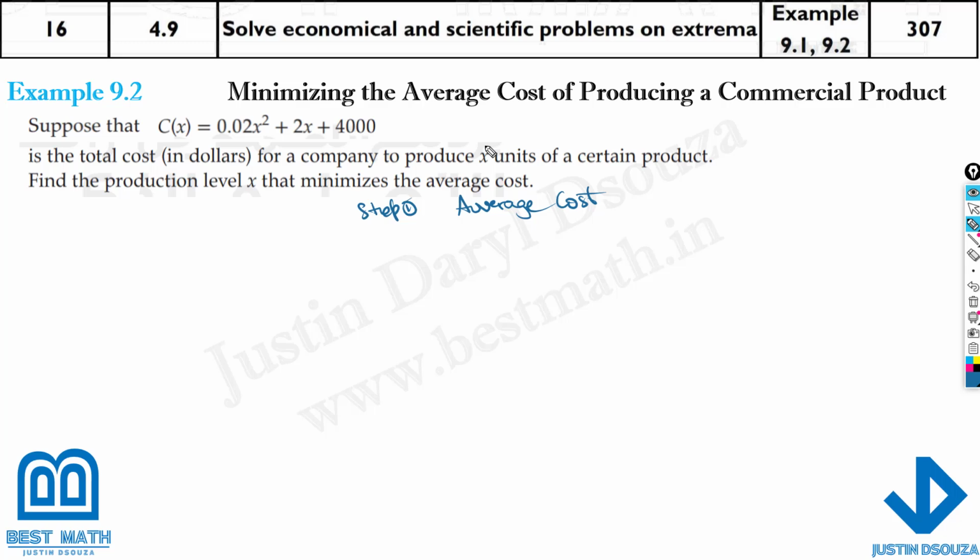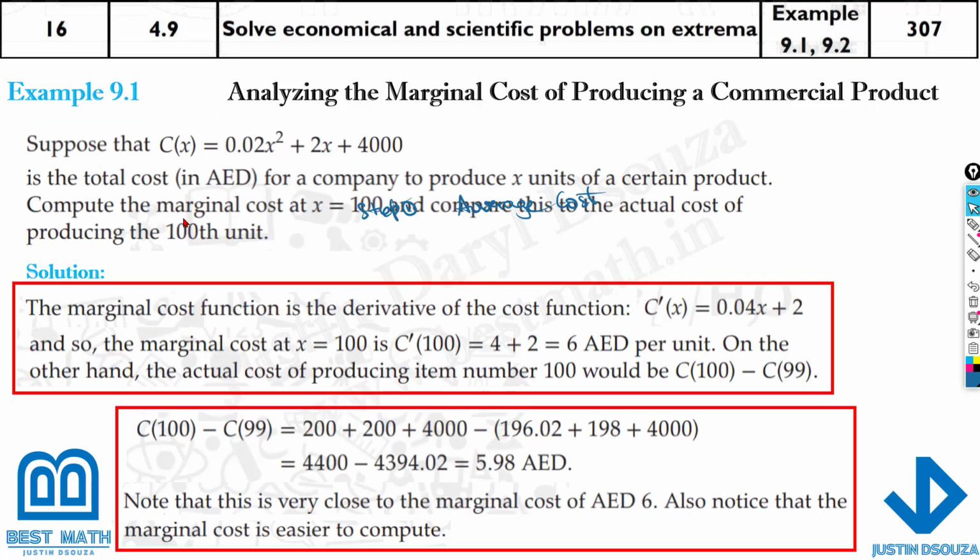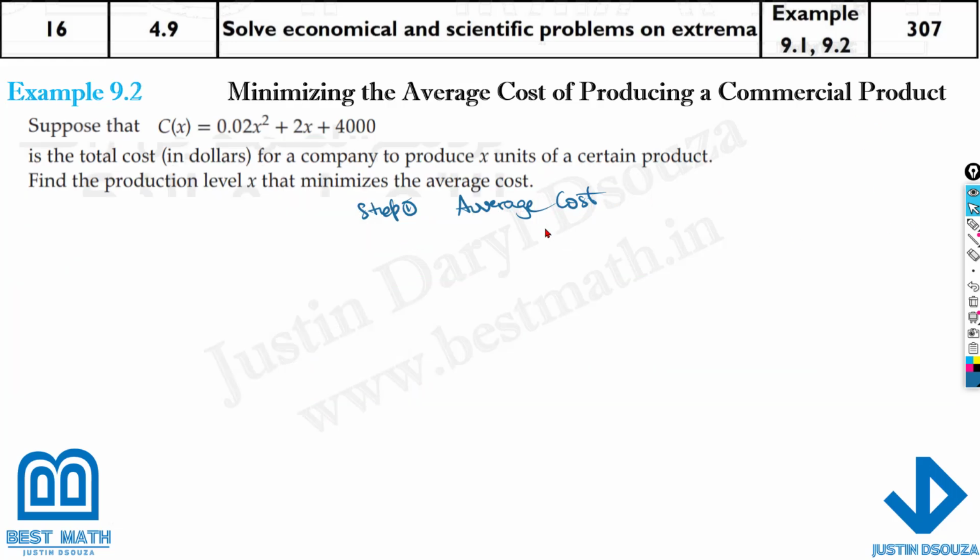But before that, to see the difference between the two problems: whenever they give you average cost, generally the units will be in terms of X, whereas for marginal cost they'll give you the 100th unit, 50th unit, something like that. Here, what you do is find the average from the cost function. Average is given as C bar of X. Now, how do we find this?